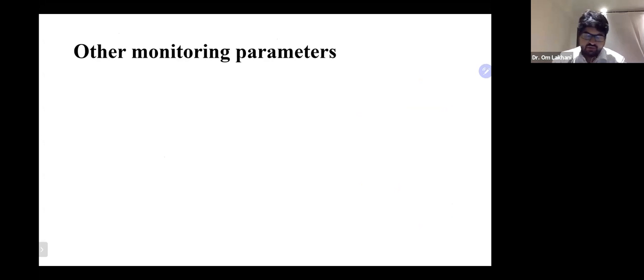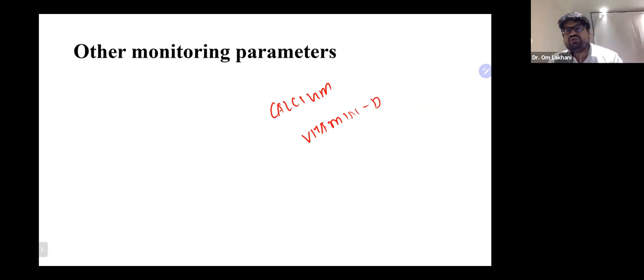What do you have to monitor? You have to monitor the calcium level, right? You have to monitor the vitamin D level, right? So these are two important things you have to monitor. Of course, P1NP we already saw, if you have that facility available, and you should repeat the DEXA scan annually, right? So these are some of the things you have to consider as monitoring parameters.